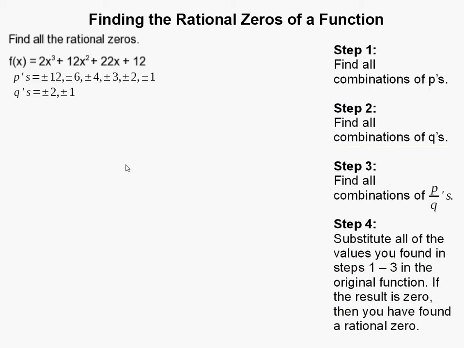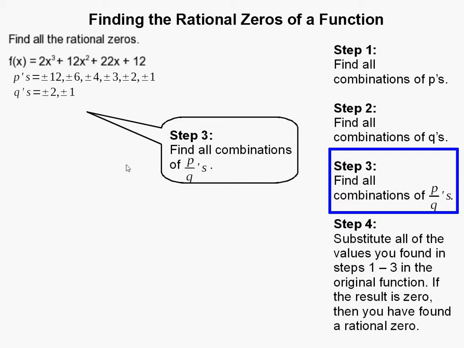Now we gotta find all the p's over q's. Okay. Remember, a lot of these overlap. 12 divided by 2 is 6. Okay, plus or minus 6, or what? I already got it here. 12 divided by 1, plus or minus 12. Already got it. 6 over 2 is 3. Oh, already got it over here. No use writing it down here.